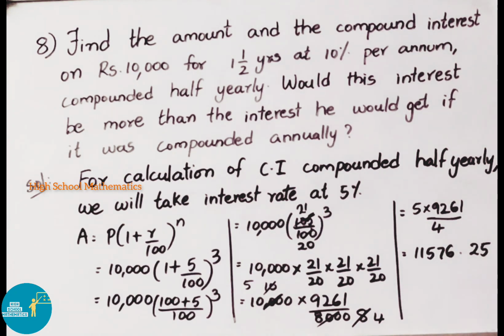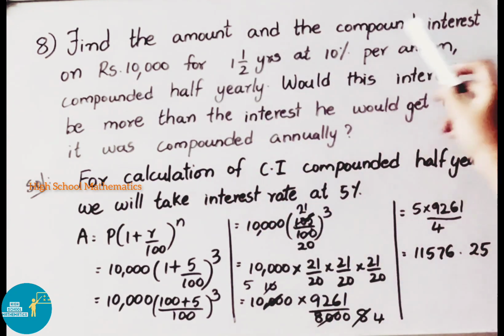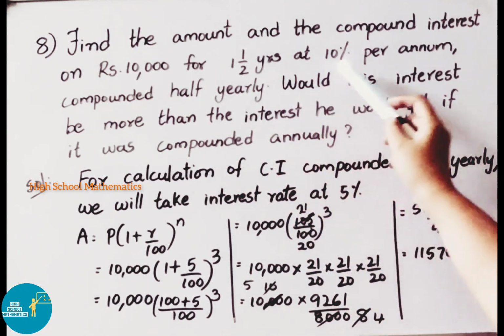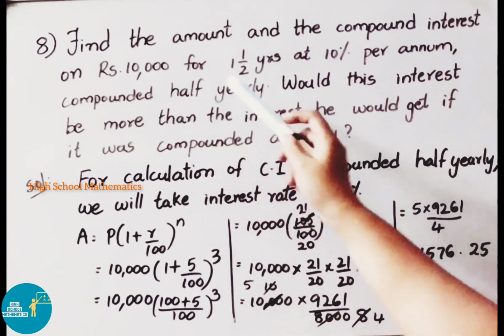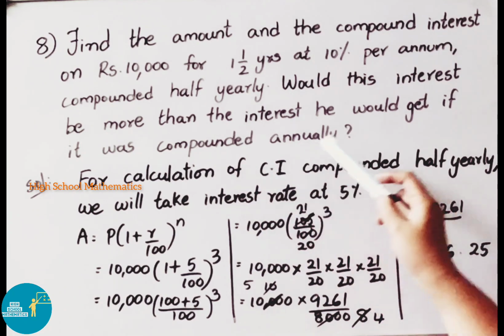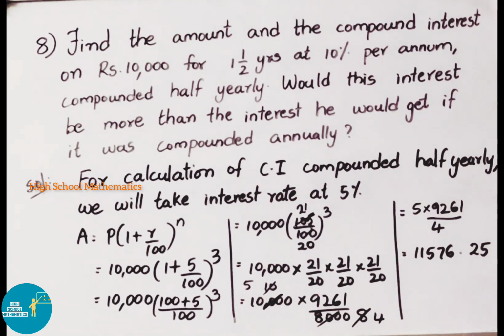See now question number 8. Find the amount and the compound interest on 10,000 rupees for 1.5 years at 10% per annum compounded half yearly. Would this interest be more than the interest he would get if it was compounded annually? Let us see the solution.